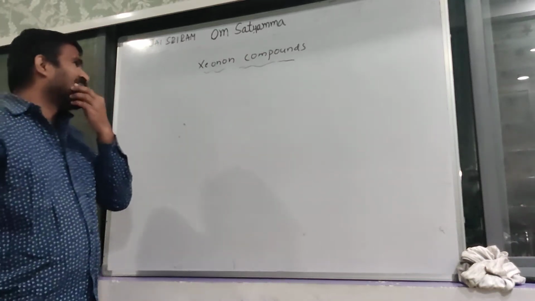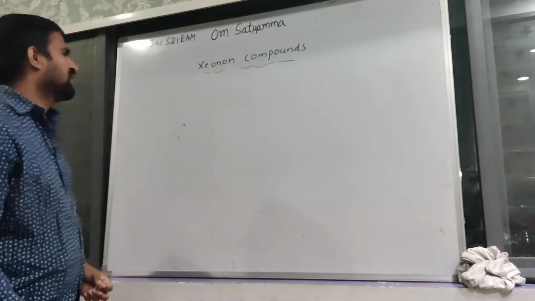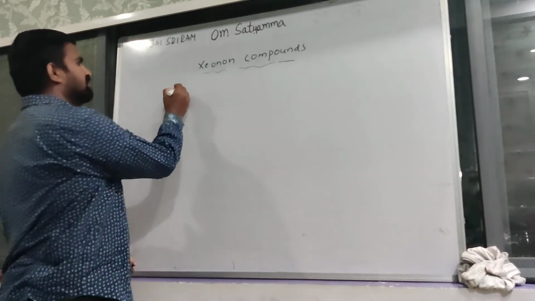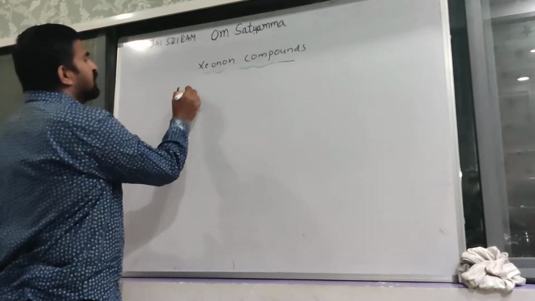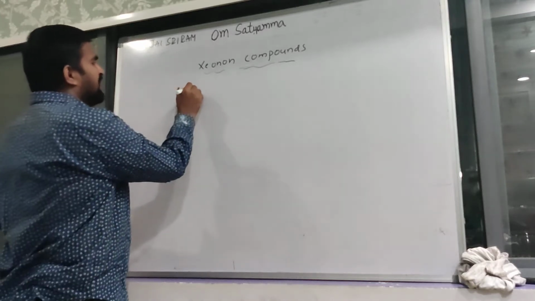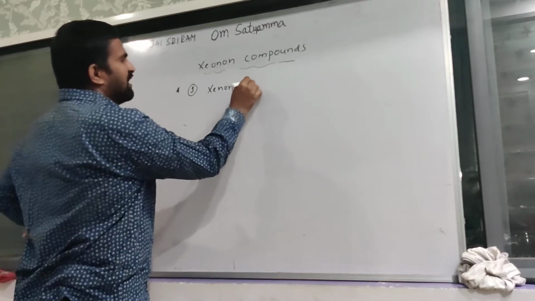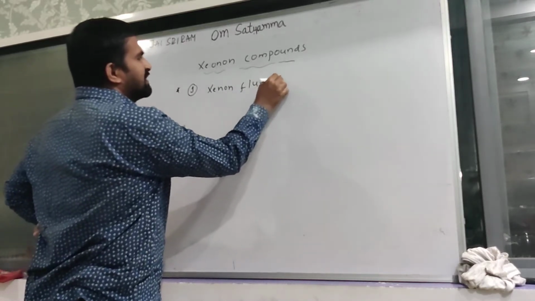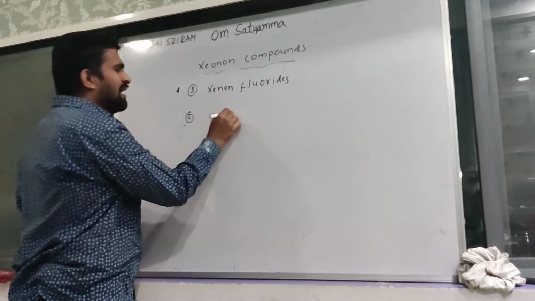Okay. Hi everyone. Today's concept is xenon compounds. In second year chemistry, two types of xenon compounds are present. One is xenon fluorides. Second one is xenon oxyfluorides.